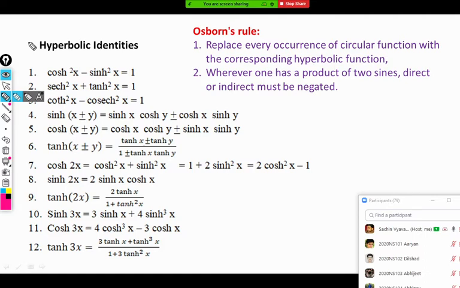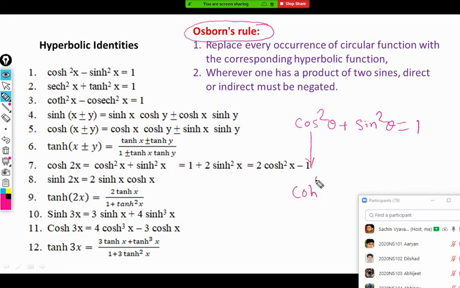Now, in circular, we know that cos square theta plus sine square theta is 1. Now, if we want to convert this identity to a hyperbolic one, first, you should remember Osborn's rule. This is one of the best rules to convert a circular identity to hyperbolic. Every circular function, you have to replace by the corresponding hyperbolic function. So the hyperbolic function corresponding to cosine is cos hyperbolic. So I'll replace it with cosh square theta. Sine theta is replaced by sinh theta, so sinh square theta. So what we did first is replace the circular function by the corresponding hyperbolic function.